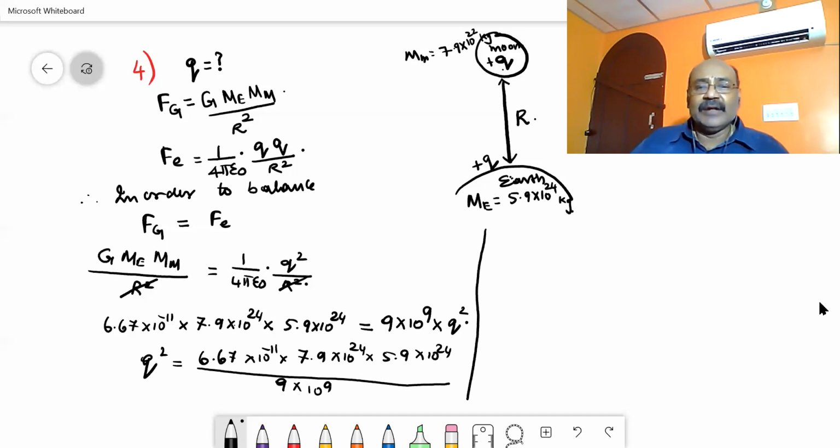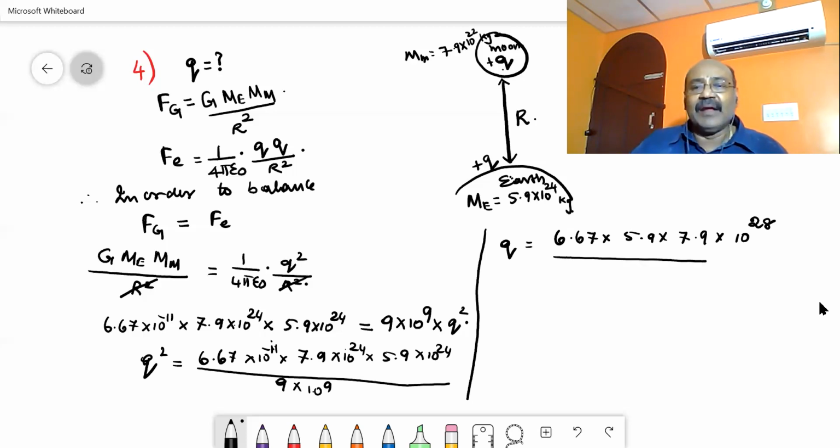How to get q then? We have to take the square root. So 6.67 into 5.9 into 7.9 into 10 to the power of, what is the value? Here 28. Here, you have 10 power 9 taken to the numerator, which is considered to be 10 to the power of minus 20. So here you will be getting what? Here 24. On subtracting you will get 4. Here another 24. So you will be getting it as 10 to the power of 28. Whole divided by what?